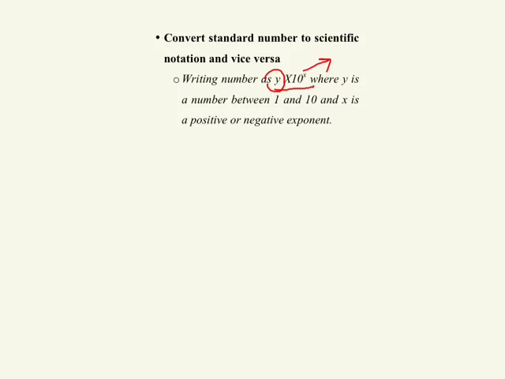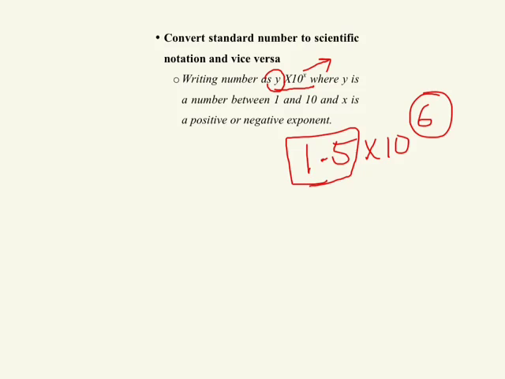For example, 1.5 times 10 to the 6th. Is that a number written in scientific notation? Yes, because this number is between 1 and 10 and this exponent is positive. Now, for example, is this number a scientific number? No, we call this the standard form.